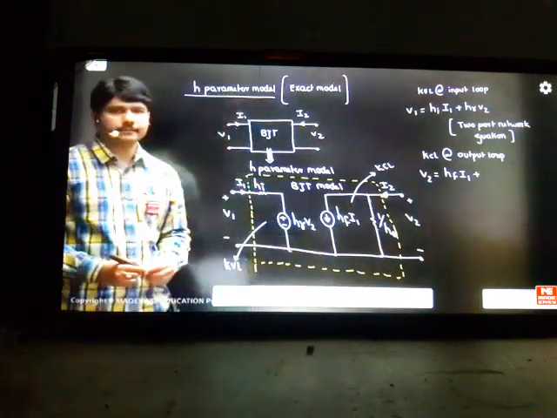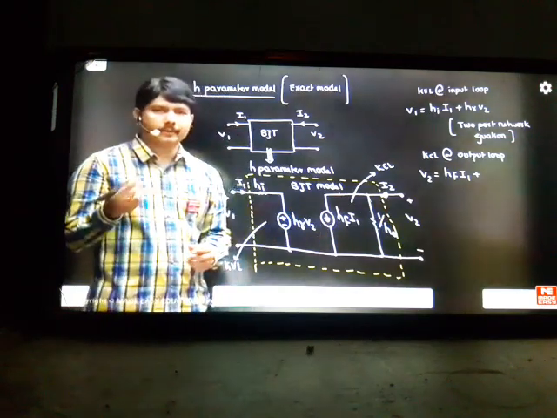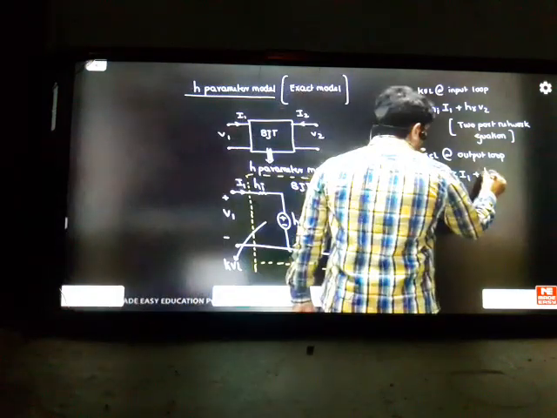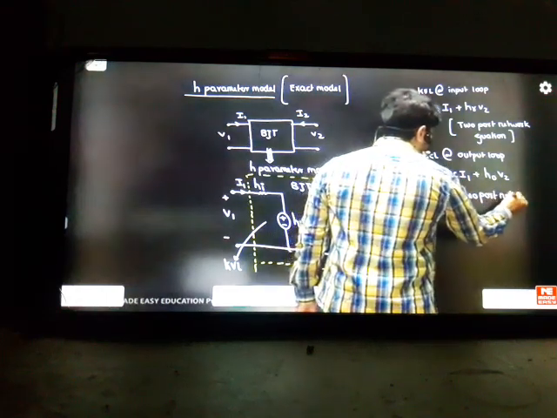Voltage by resistance is current. V2 by R2 will give the current. But V2 by 1 by H naught is your impedance, not H naught. 1 by H naught. Then if you reverse that, it will become H naught into V2. Can you see that? This is also a two-port network equation.